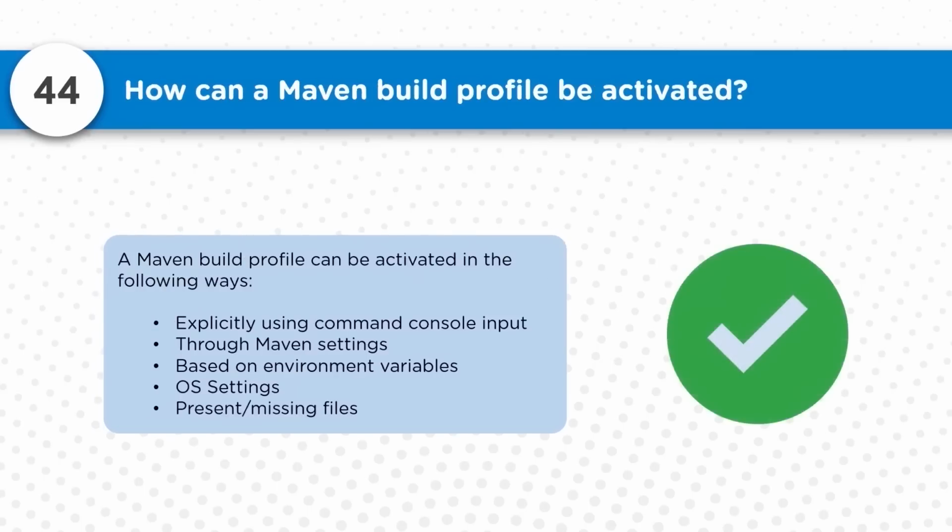How can a Maven build profile be activated? A Maven build profile can be activated in different ways. Explicitly using the command line, you can specify which profile you want to execute. Through Maven settings, you can do it based on environment parameters, OS settings, and present and missing files. These are the different ways in which you can activate a particular profile. Profile configurations can also be saved in various files, and from there you can refer to whichever file you want.